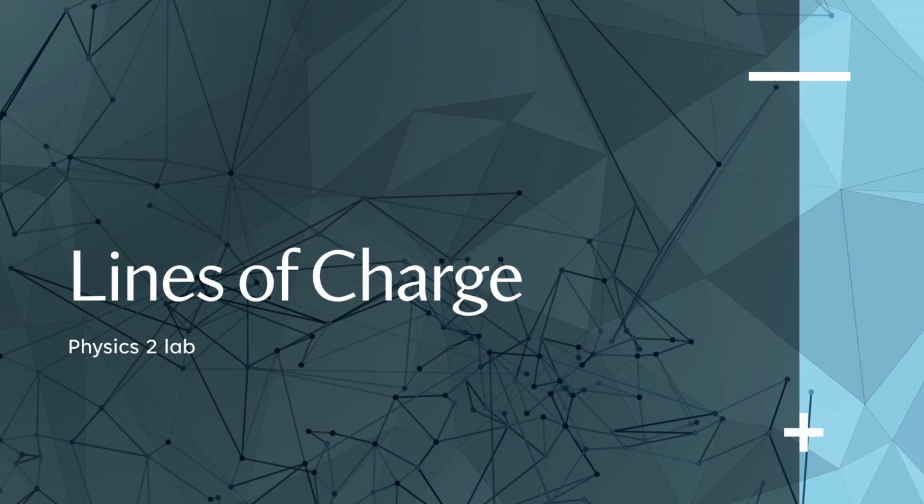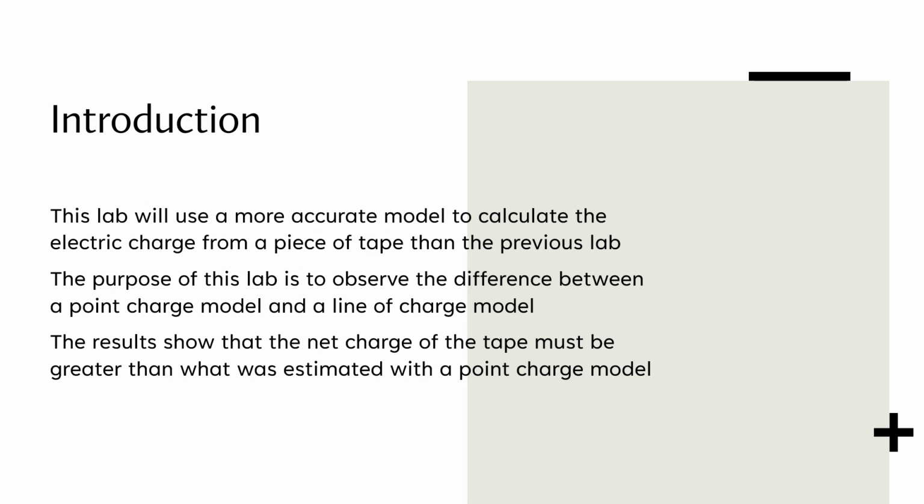This lab report is on the Lines of Charge Physics 2 lab. This lab will use a more accurate model to calculate the electric charge from a piece of tape than the previous lab. The purpose of this lab is to observe the difference between a point charge model and a line charge model. And the results will show that the net charge of the tape using a line charge model must be greater than what we estimated a couple weeks ago with the point charge model.